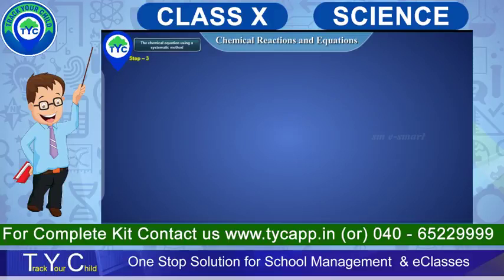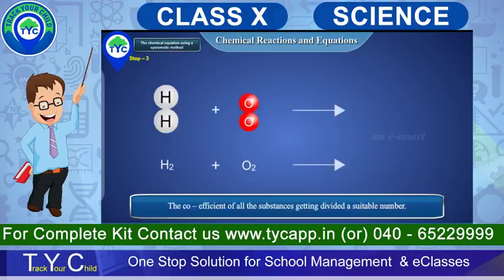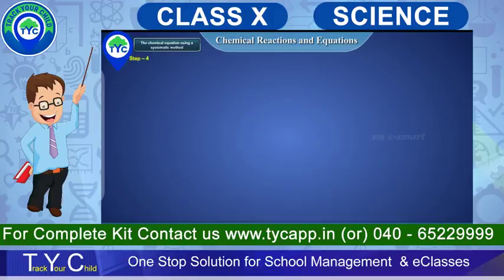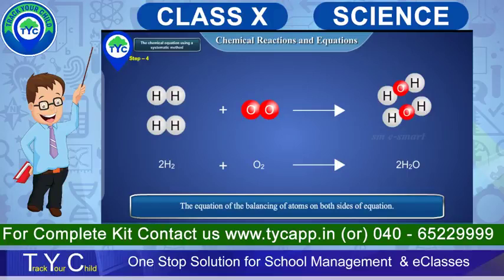Step 3. The coefficients of all the substances are divided by a suitable number to get the lowest ratio of coefficients for reactants and products. The above equation needs no division of the coefficients of the substances. Step 4. Check the equation for the balancing of atoms on both sides of the equation.